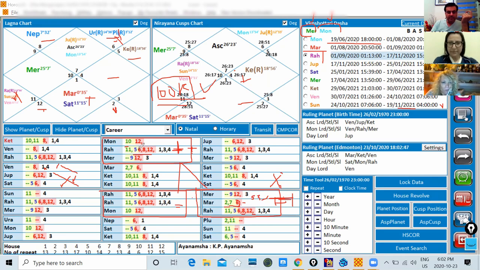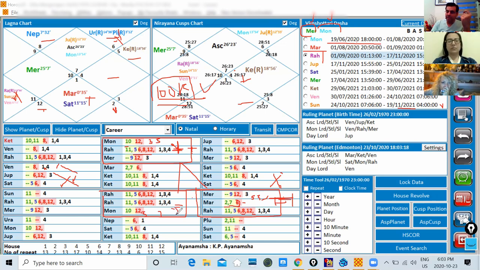Same is here. So Moon is 1, 2, 3, 4, 5 reds. That means bad houses. 1, 2, and 3 greens. So Moon is bad. I mean, it's still neutral, but slightly tilted towards bad. More expenses coming your way. And same is for Rahu. 1, 2, 3, 4, 5, 6, 7 are red. And 1, 2, 3, 4, 5 are greens. So again, tilted a little bit towards the negative side.